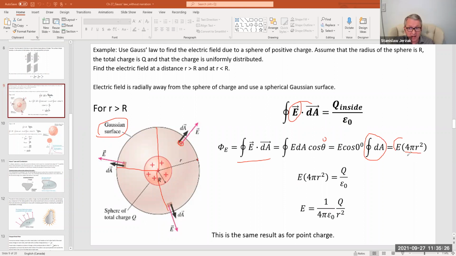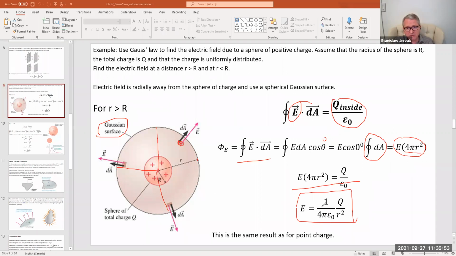So the flux must be equal to the charge inside divided by epsilon naught. That's what I have written based on the Gauss law. From this equation, we find electric field: divide by 4 pi r squared, and that would be the electric field a distance r from that sphere of charge. So this is the expression for how to calculate electric field due to any spherically distributed charge.